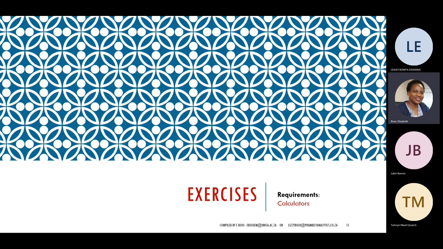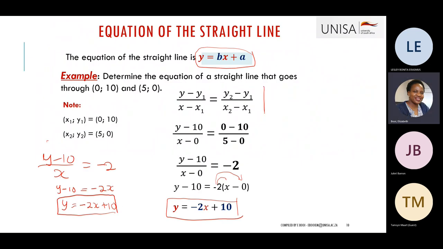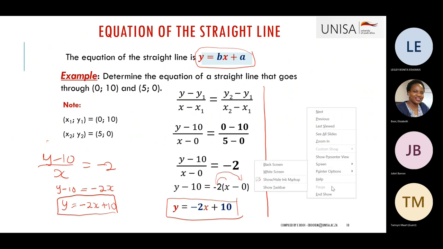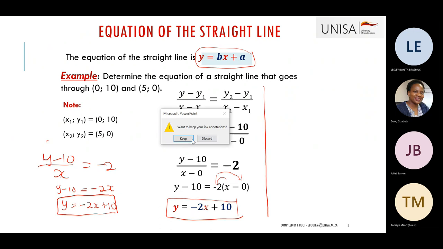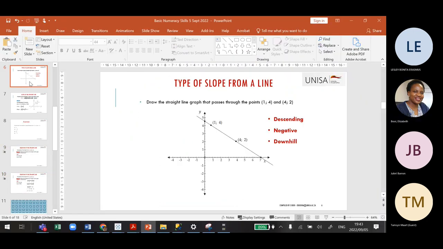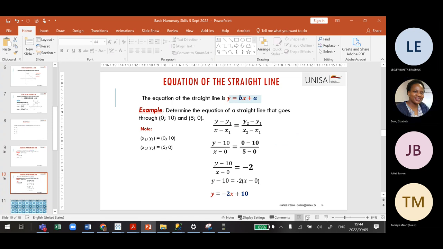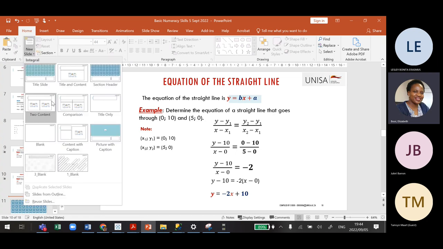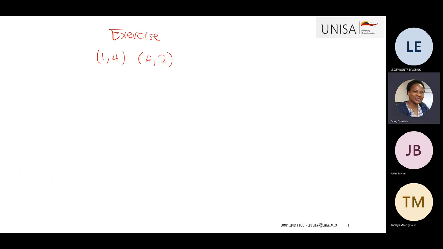So let's look at an exercise, or an example. Let's do one more example. I'm going to use our points. You still remember the points that we used in our example previously? Which were 1 and 4, and 4 and 2. I'm going to use those ones. Actually, let me include a new blank slide. We have our points 1 and 4, and 4 and 2, right? That's what we had.